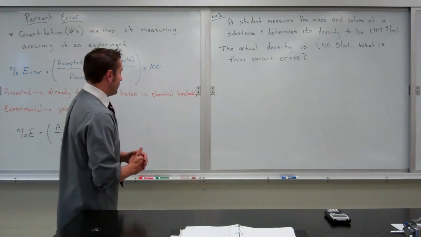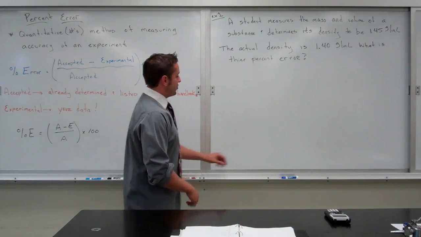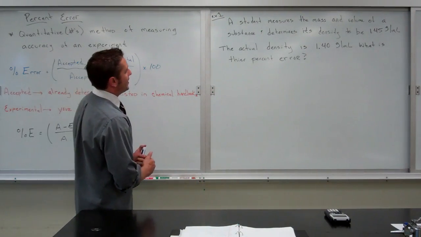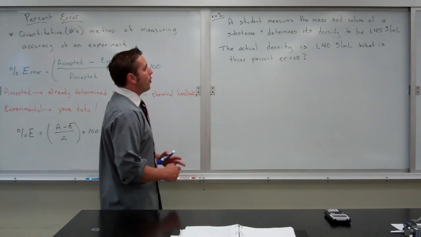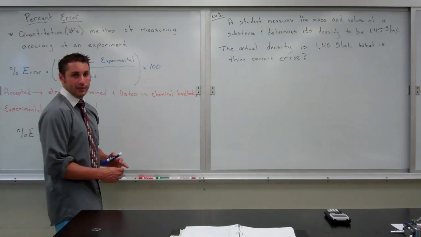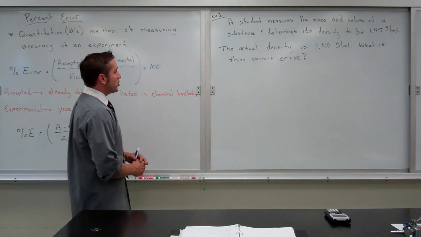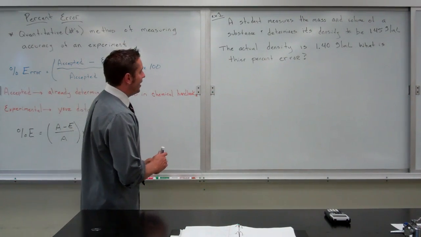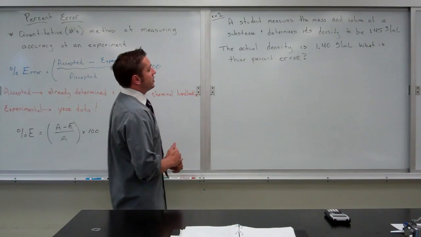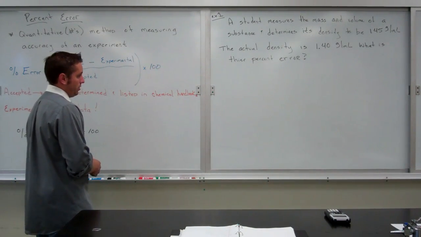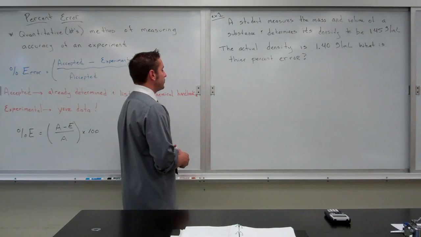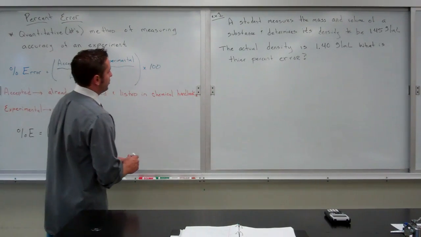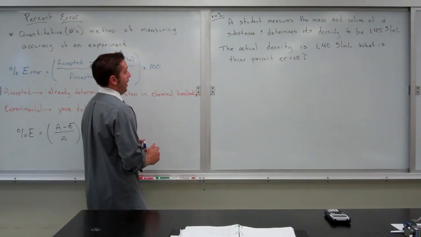Example 1 says, a student measures the mass and volume of a substance and determines its density to be 1.45 grams per milliliter. The actual density, or the accepted density, of the substance is 1.40 grams per milliliter. What is their percent error? What is that student's percent error?